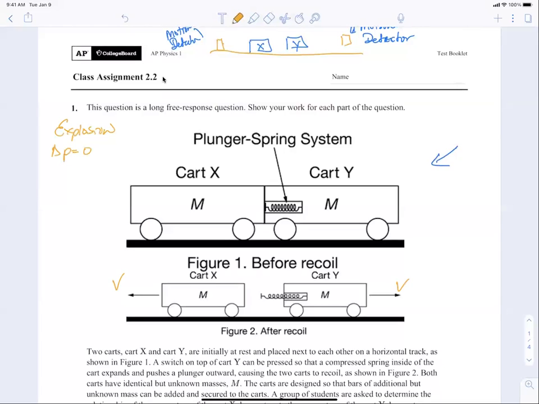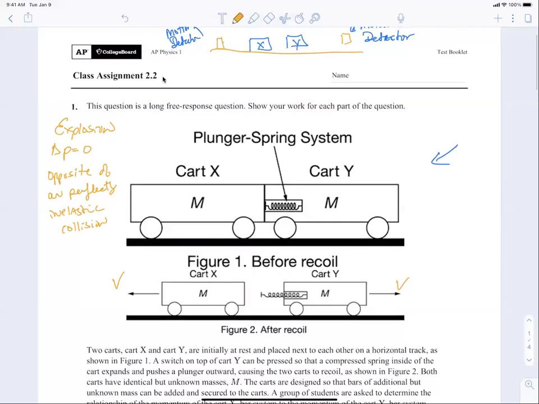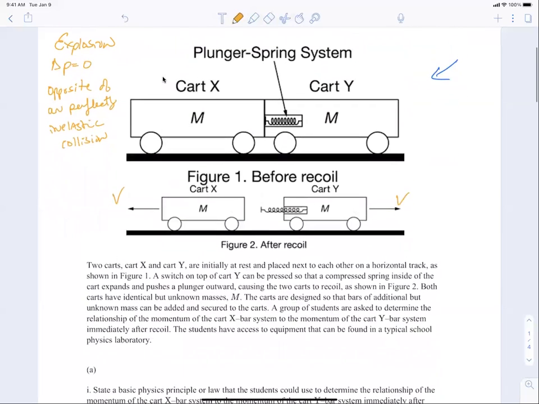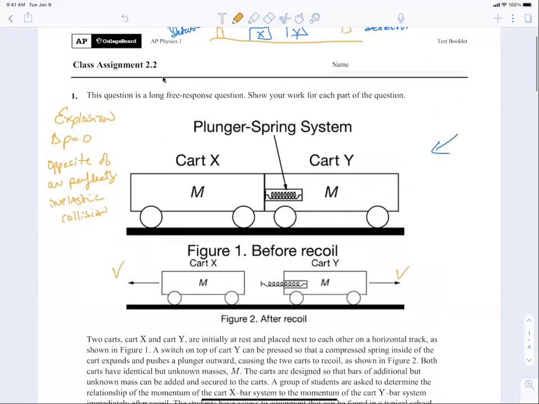It is the opposite of a perfectly inelastic collision, right? In an inelastic collision, they run into each other and stick, and in an explosion, they split. It's going in the opposite direction. So what we're doing in class tomorrow is we're going to play with that system.